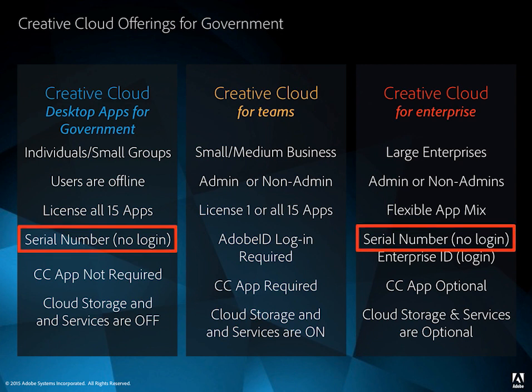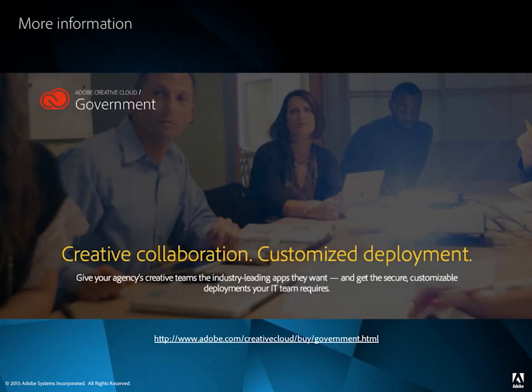To recap, for government agencies who need to deploy CC desktop software using serial number deployment, there are two license offerings: CC Desktop Apps for Government and CC Enterprise. For more information on the differences between Adobe's different offerings for government, please see the website link here.